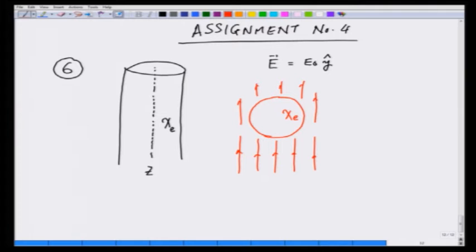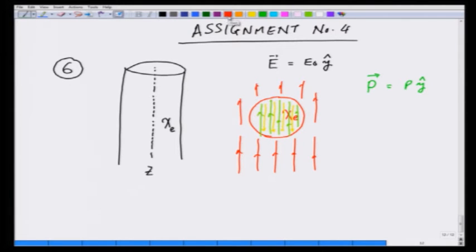Now, from experience, we know that this is going to generate a uniform polarization inside. And what does this uniform polarization do? It creates in turn an electric field, which I am showing by yellow, in the opposite direction, so that the net field inside is a combination of the applied field and the field which has been created. So, let us say that the polarization created is P in the same direction as E. So, this is P in the y direction.